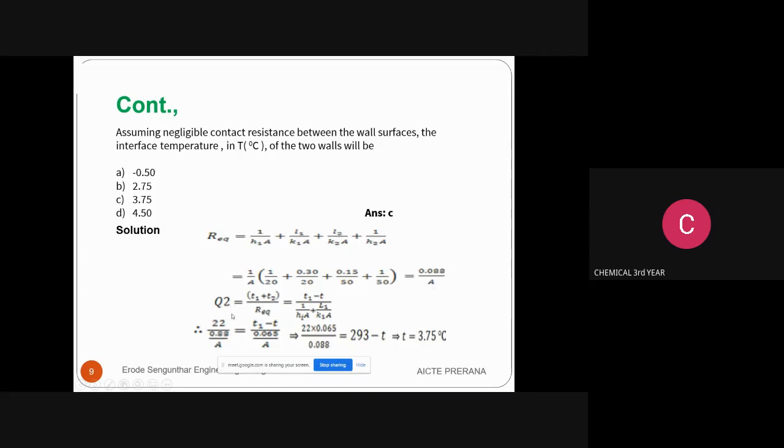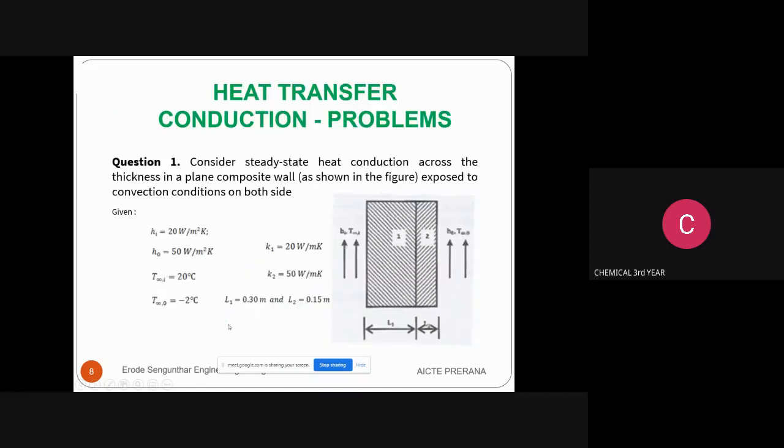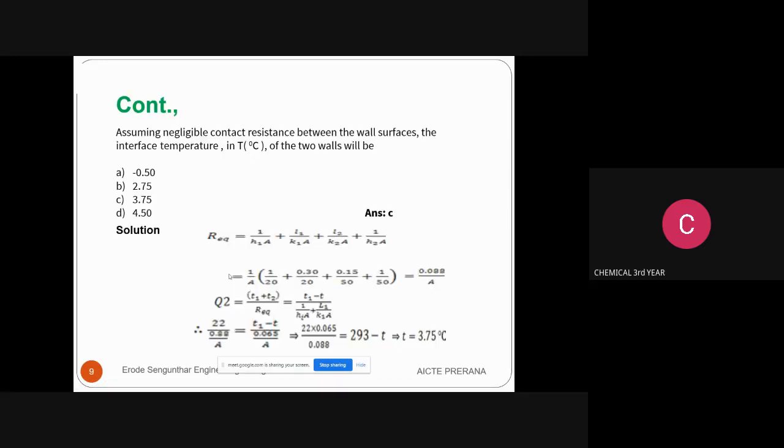And one more thing: we can write Q in terms of temperature difference as (T1 minus T2) divided by R equal to, again, (T1 minus T) divided by (1 divided by h1A plus L1 divided by K1A). If we substitute all the terms, R equivalent we have already found, 0.088 divided by A. So T1 minus T2 is nothing but our 22. See, here this is 20 and here this is minus 2, so 20 minus of minus 2 gives plus 2, that is 22. So 22 divided by 0.088 divided by A equals (T1 minus T) divided by 0.065 divided by A, which gives 22 into 0.65 divided by A.